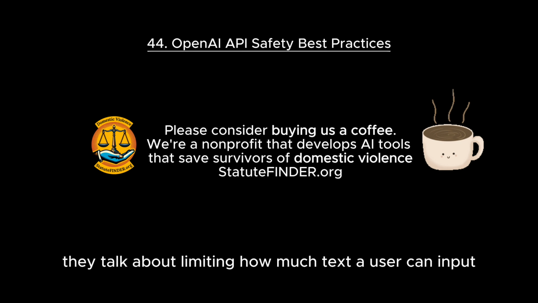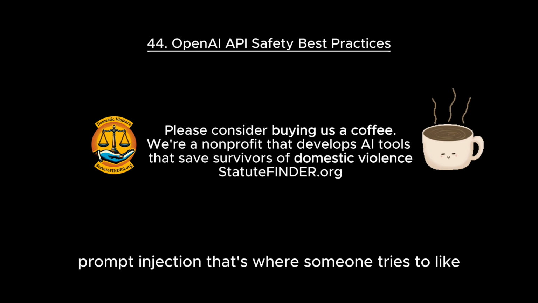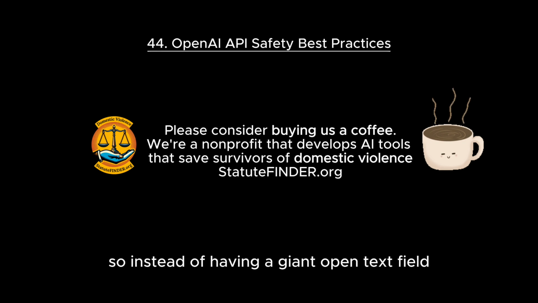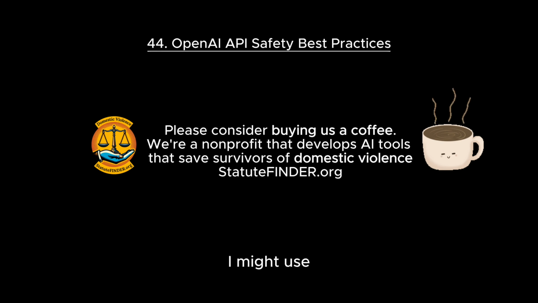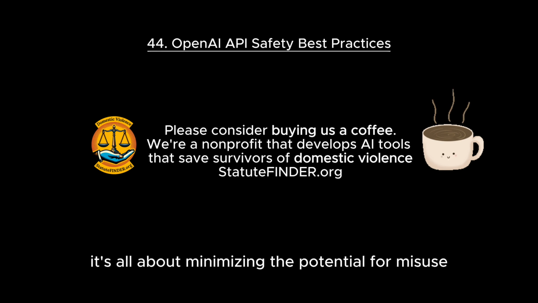For example, they talk about limiting how much text a user can input, which can help prevent something called prompt injection. That's where someone tries to trick your AI with malicious instructions. So instead of having a giant open text field, I might use a drop-down menu with pre-approved options. Exactly. It's all about minimizing the potential for misuse.